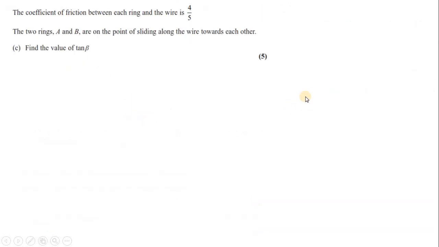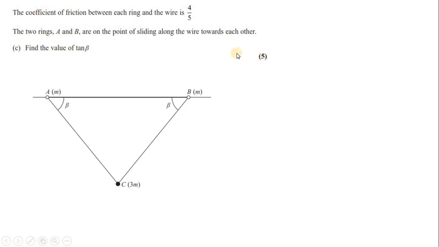The coefficient of friction between each ring and the wire is 4 by 5. The two rings A and B are on the point of sliding along the wire towards each other. Find the value of tangent beta. So we need to see the diagram to visualize the whole situation. This is the diagram.